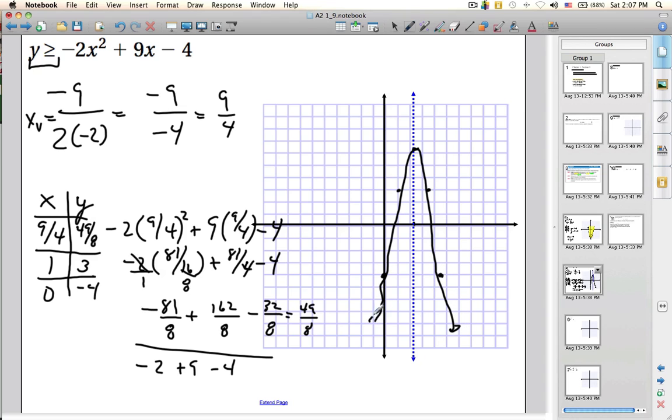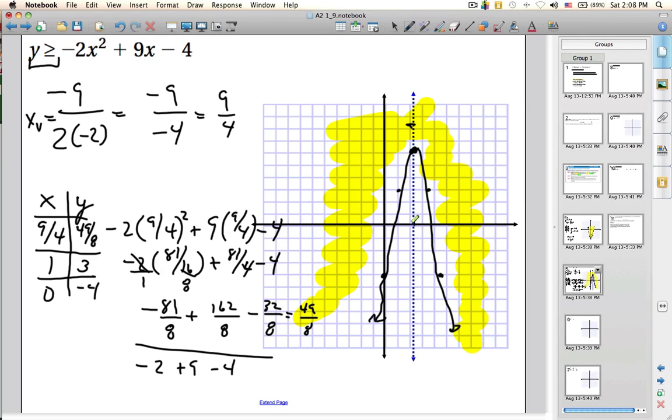Okay, and now I need to shade inside or outside of the parabola. Now, the book suggests you test a point inside. I'm saying that's too much work. Go to the vertex and do whatever this is. Y values that are greater than. Well, greater than or equal to here is up here. This is outside of the parabola. So I shade outside of the parabola. And this is my solution.